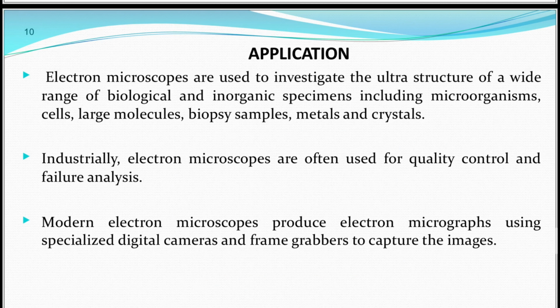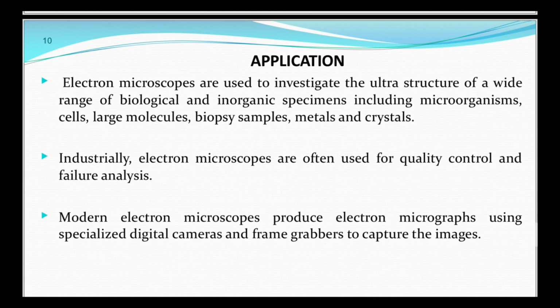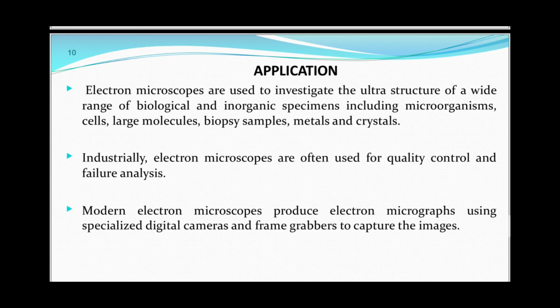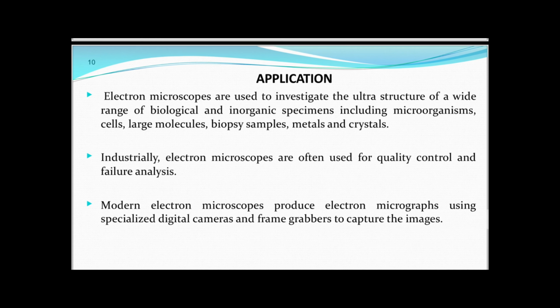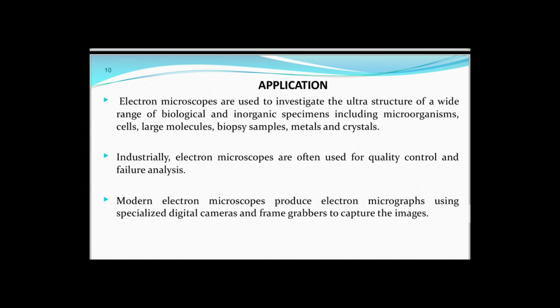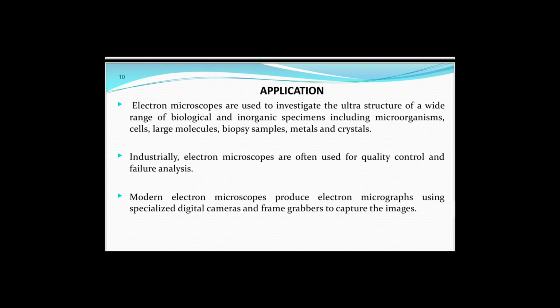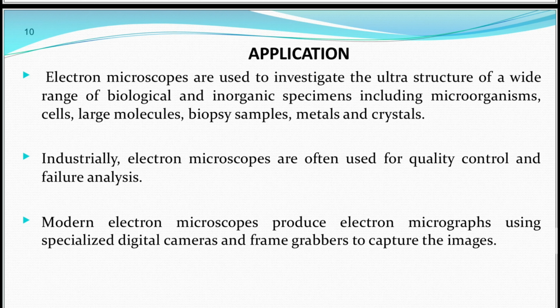As for applications, electron microscopes are used to investigate the ultrastructure of a wide range of biological and inorganic specimens, including microorganisms, cells, large molecules, viruses, samples, metals, and crystals. Industrially, electron microscopes are often used for quality control and failure analysis. The modern electron microscope produces an electron micrograph using digital cameras and frame grabbers to capture the image.